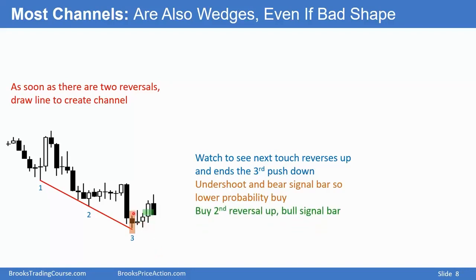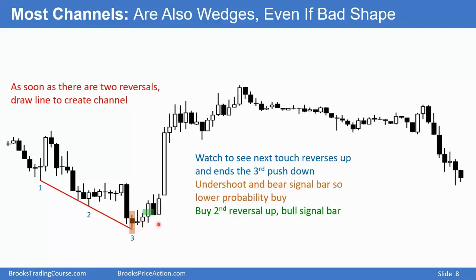Because traders are wondering if it's going to continue down a little bit further, buying above this bar, low probability. Higher probability to take a second entry buy. Here we have a micro double bottom and a second entry buy with a decent buy signal bar. And the result, we got a very strong bull breakout and at least a small second leg up.